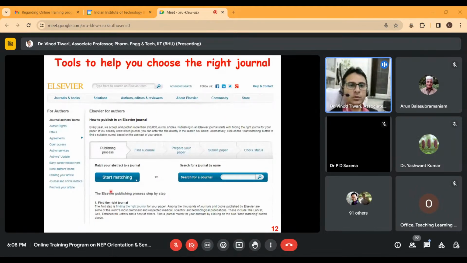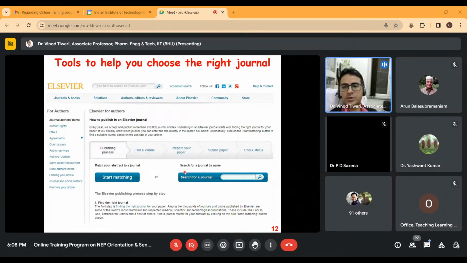Now this is one tool which can help you to choose the right journal for your work. There are several ways: you can type the keywords related to your work, and it will give you a list of journals where you can communicate your work. Also, you can copy paste your abstract. This tool, Elsevier's tool, will start matching with the journals related to that abstract, and will give you a list of journals where you can communicate your work.